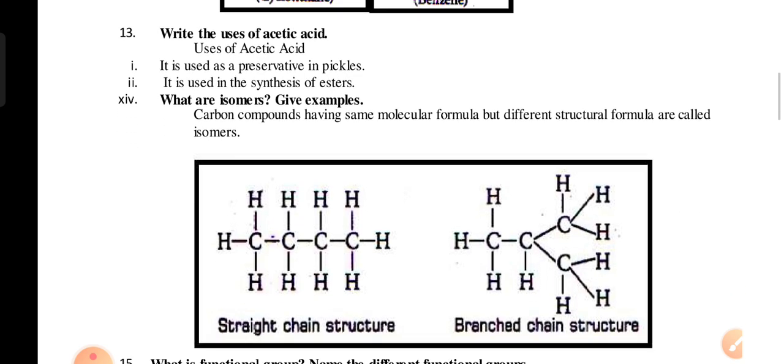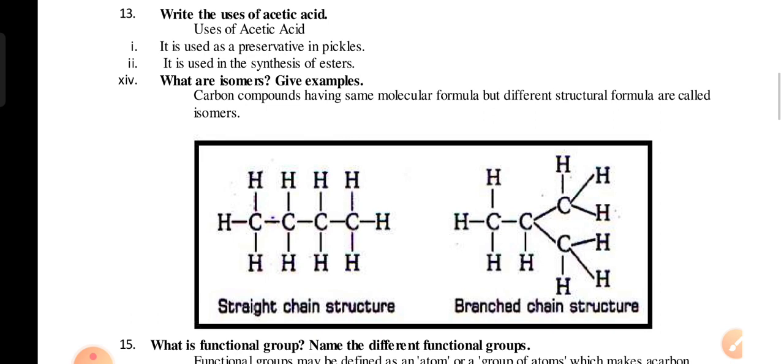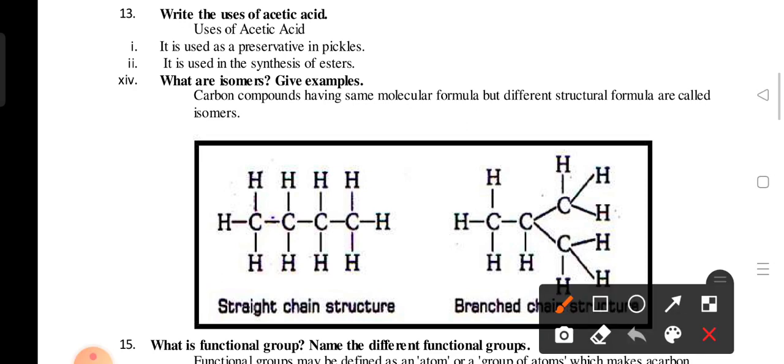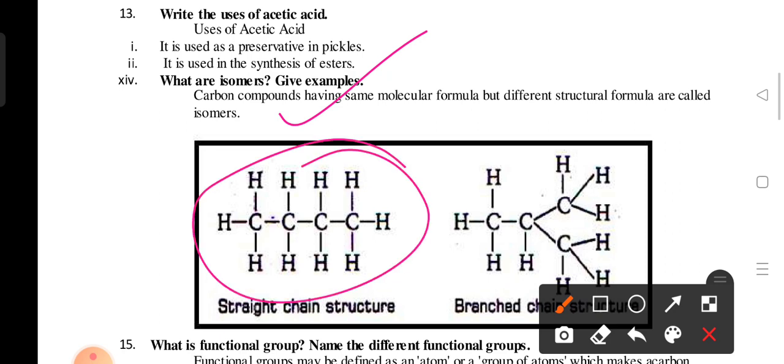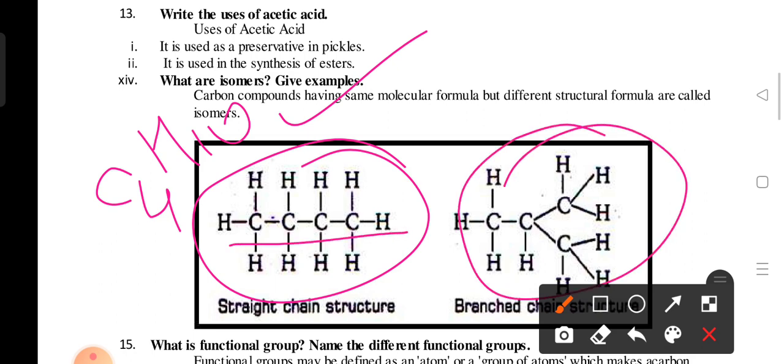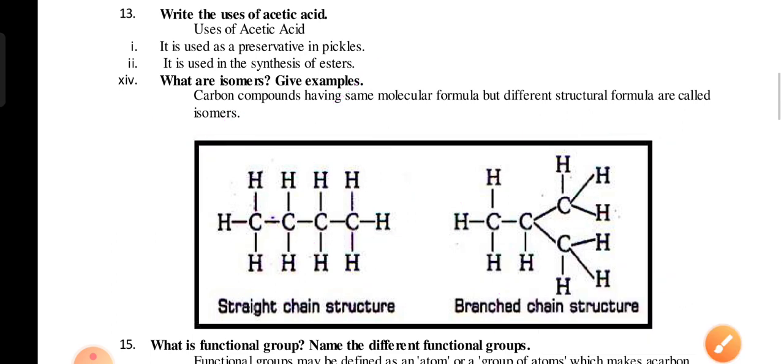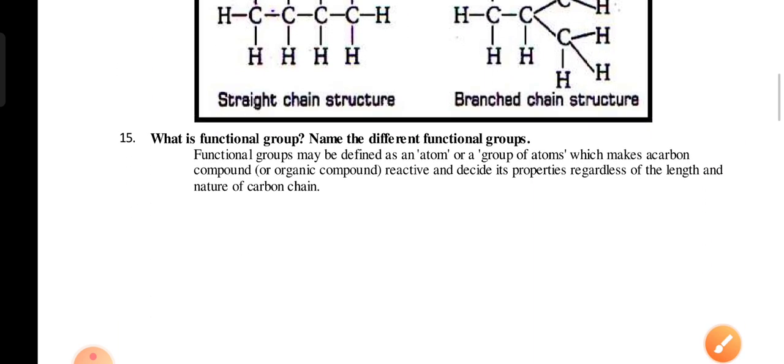What are isomers? Give an example. Carbon compounds having the same molecular formula but different structural formulas are called isomers. Here they have given butane. Butane's molecular formula is C4H10. This is a straight chain. If you make a branched chain, that's an isomer.